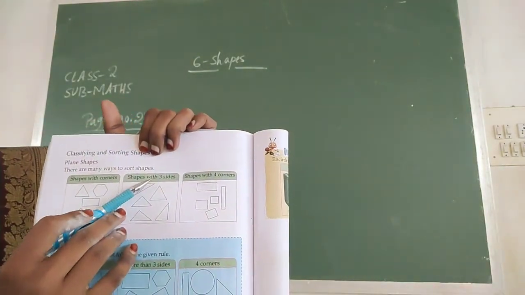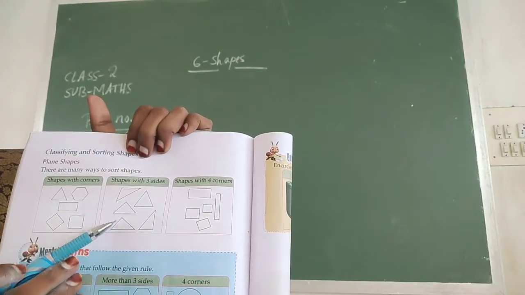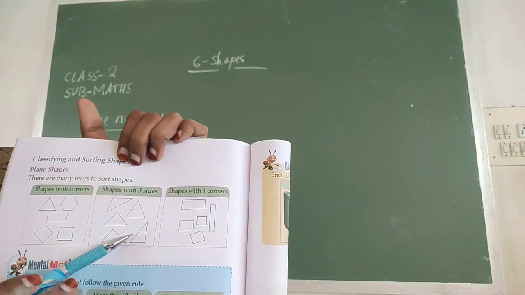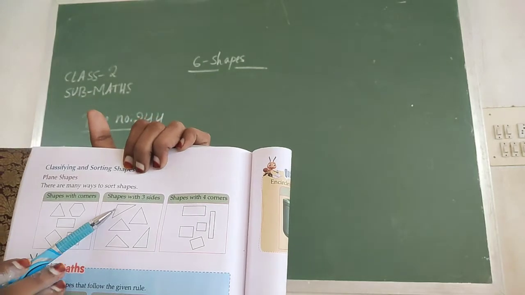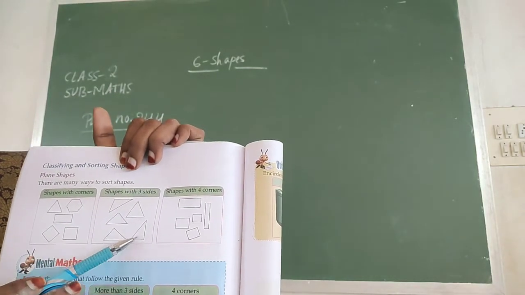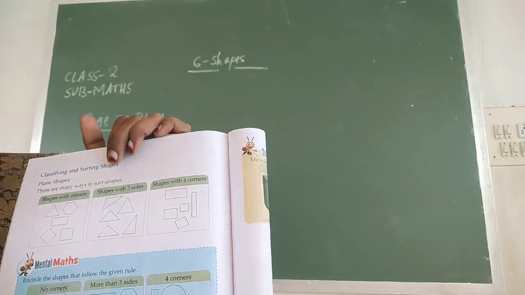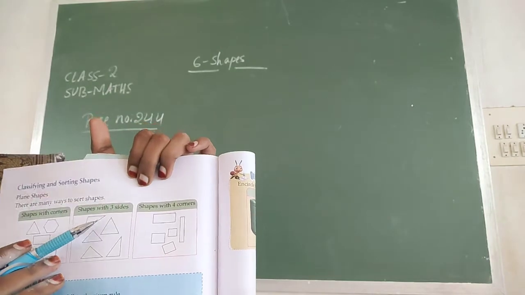Next, shapes with three sides. These lines we call sides. All these shapes have three sides. This shape has three sides. This one also has three sides. All the shapes have three sides or three lines.